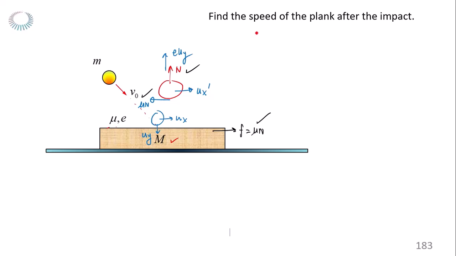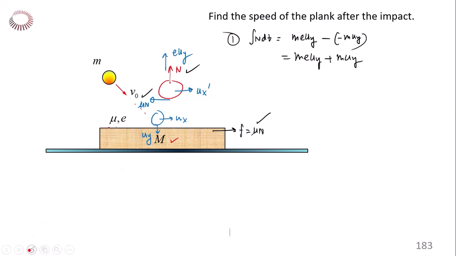So along this vertical direction, what you can write, integration of N dt should be equal to m into e into uy minus of m into uy. Okay, this is the final momentum, this is the initial momentum. So ultimately I am getting m into e into uy plus m into uy. This is the equation number 1 for the ball along the y direction.